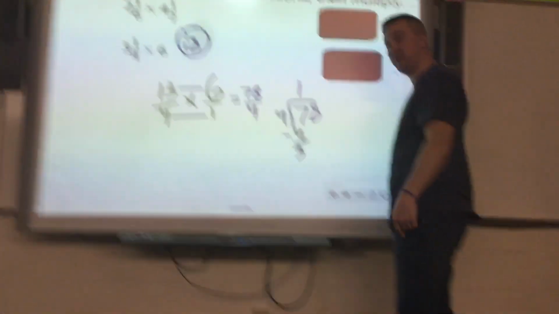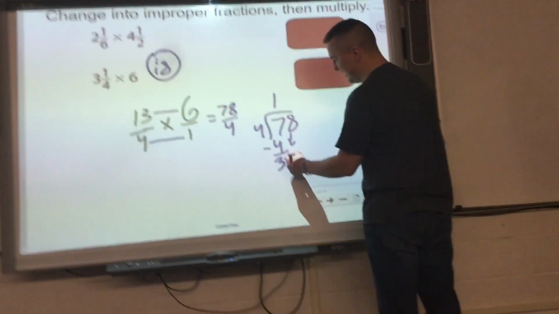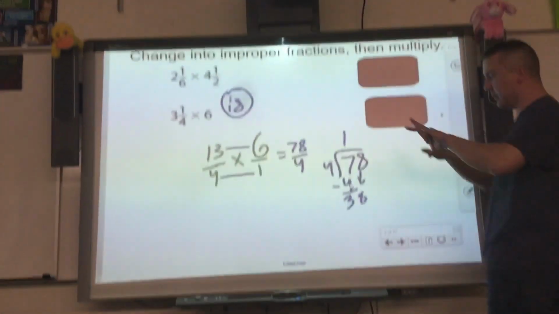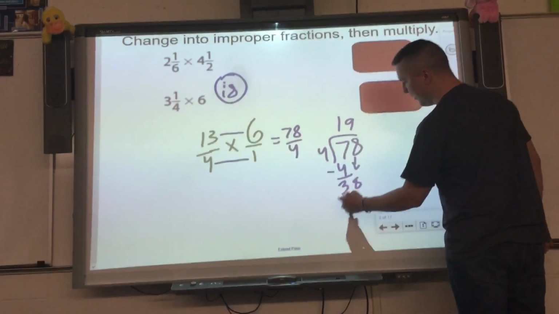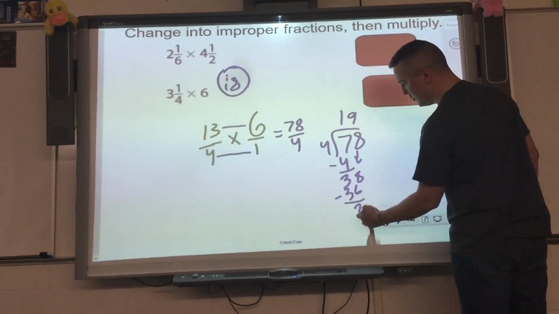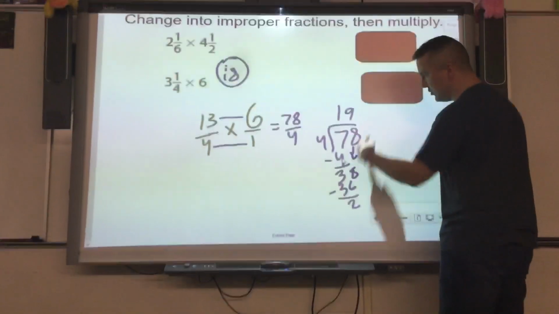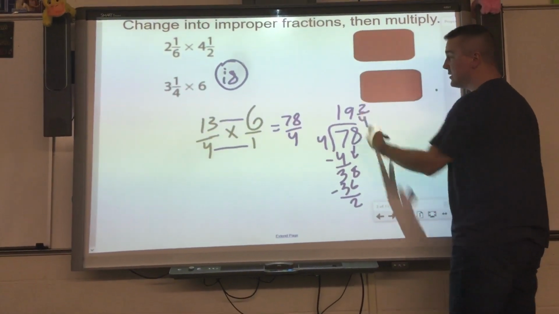Remember that division we used to do? Did you drop that? Seriously? 4 can go into 38. Well, 9 times 4, I'm pretty good with my 4s, is 36. So 9, I get 36. Subtract, I get 2. 2 is less than 4, can't go there anymore. So my answer is 19 and 2 still being divided by 4. 19 and 2 fourths. Good answer.